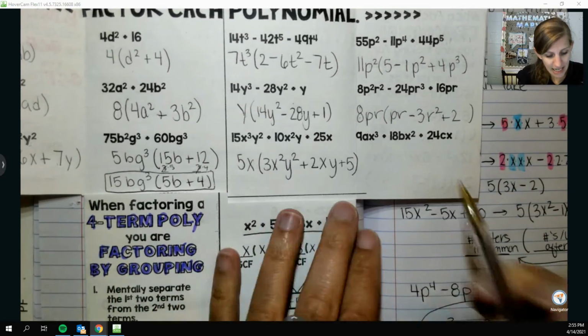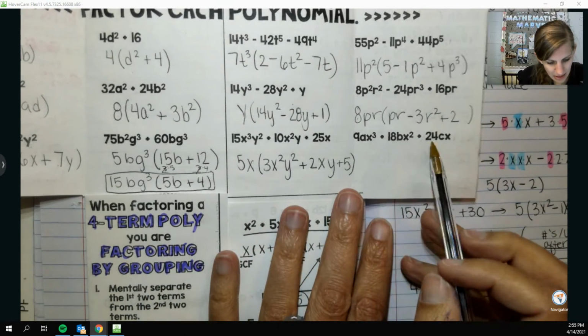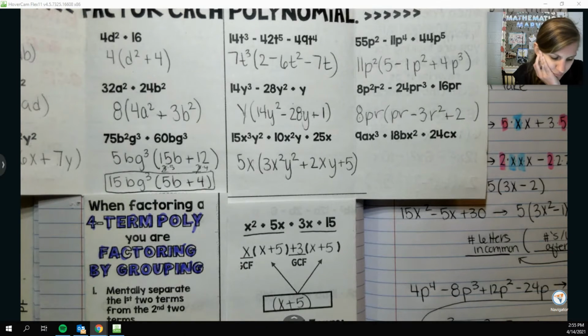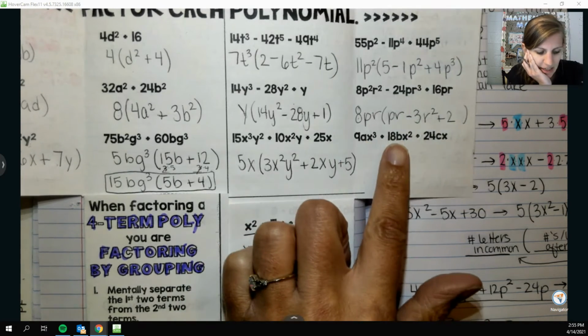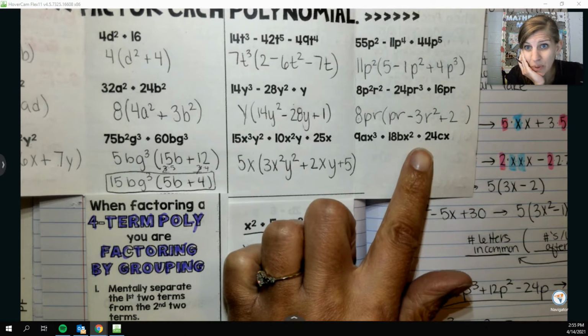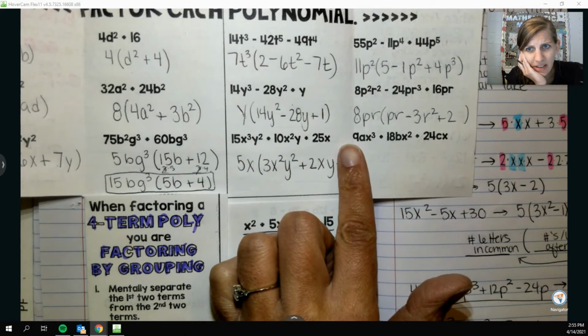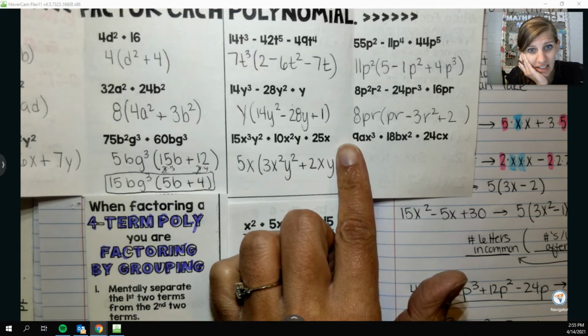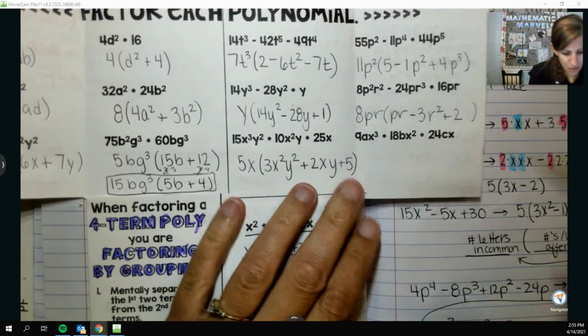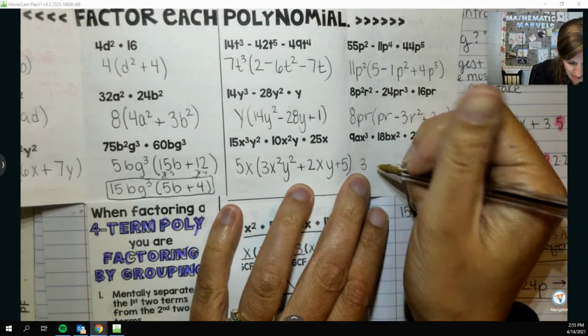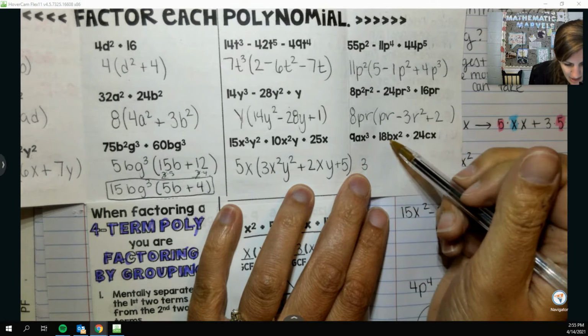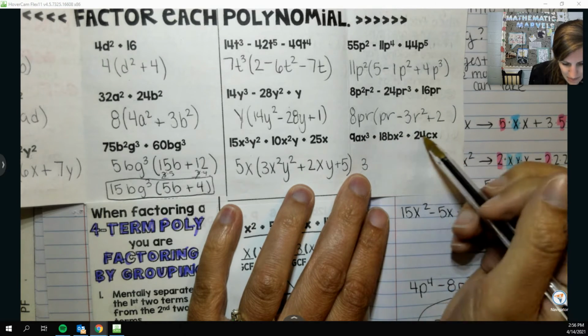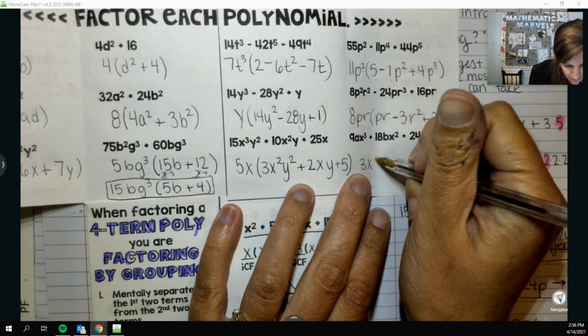Last one up here. When I look at all the numbers, I was hoping 9 would go in. It goes into the 18, but not the 24. The only other thing that goes into 9 is 3. Oh yeah, and 3 will go into 18. So 3 is our GCF there. And they don't have A, B's, and C's in common, but they do have an X in common.